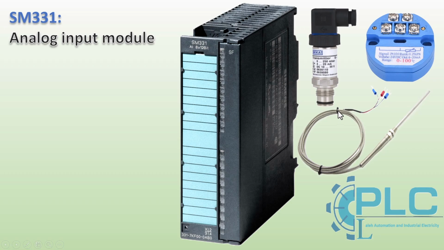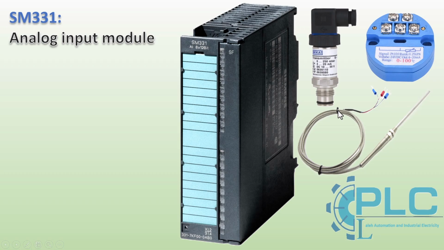How it works. The SM331 module converts analog signals into digital data that the CPU can process. Since the CPU cannot directly handle analog signals, this conversion process is called analog to digital, A to D, conversion. The module's role is to ensure that continuous real-world analog signals are converted into digital values that the PLC can use for control and monitoring.